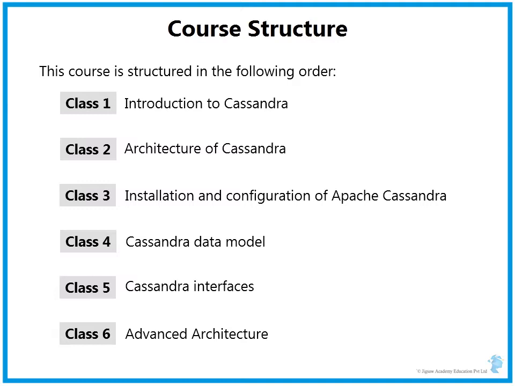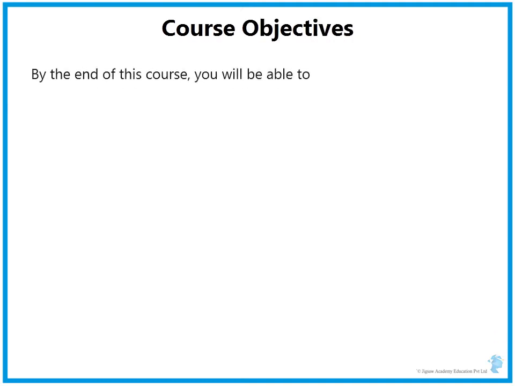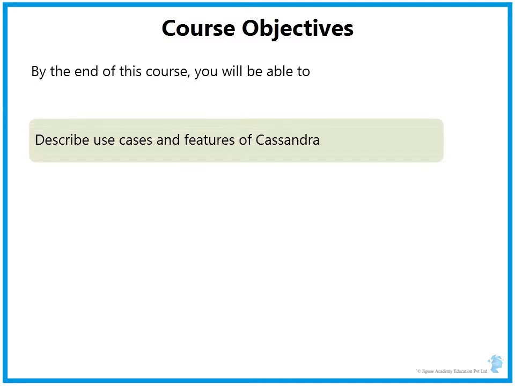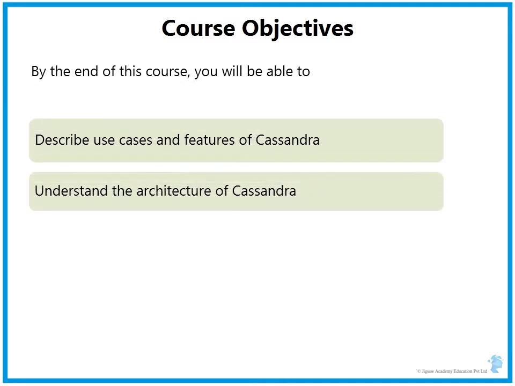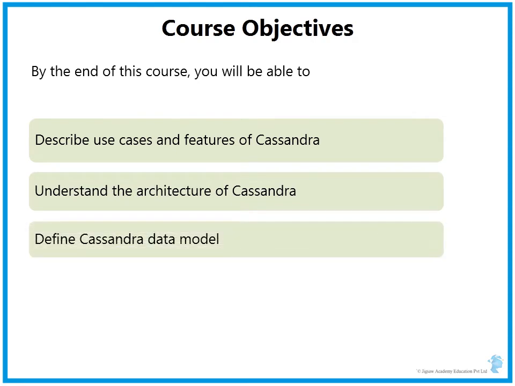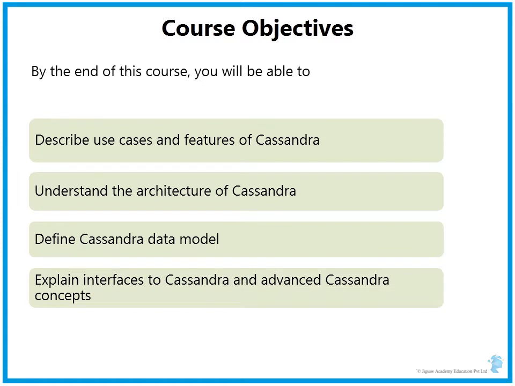The next screen will give an overview about the course objectives. By the end of this course, you will be able to describe the use cases and features of Cassandra, understand the architecture of Cassandra, and define Cassandra data model. You will also be able to explain interfaces to Cassandra and advanced Cassandra concepts.